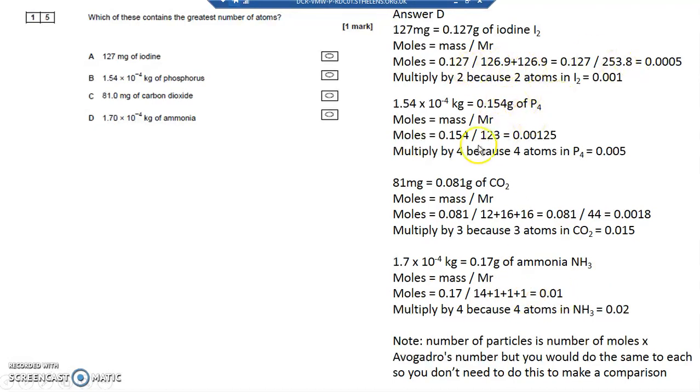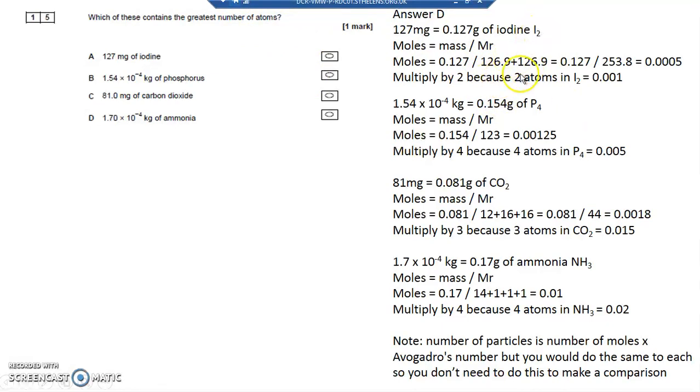Now then, I've got the number of moles. I could multiply each of these by Avogadro's number to get the exact number of particles, but if I'm just working out the greatest number of atoms, I'd just be doing the same thing throughout. So I'm not going to multiply by Avogadro's number each time, because if I'm making a comparison of the greatest number, I'd just be wasting my time. But I am going to multiply by the number of atoms in each of the molecules, because it's asked for number of atoms rather than number of particles.